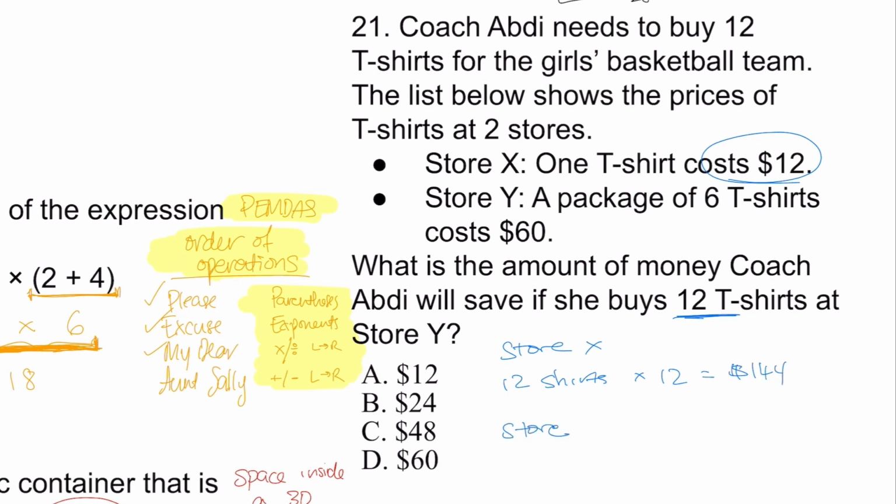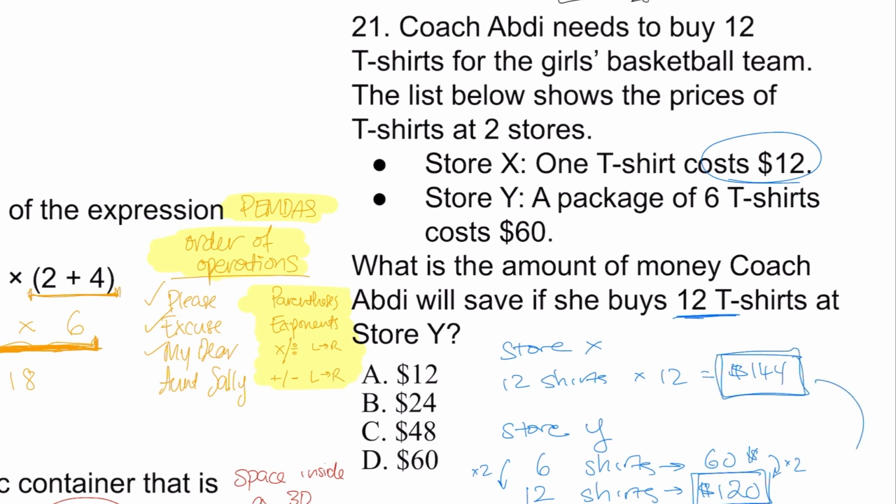But at store Y, you can buy 6 shirts, and that costs $60. But you need 12 shirts, so if you double that, you can again solve using the same proportion as before. We set up equivalent fractions, but here you can just times 2. So 2 sets of that is going to be $120. So you can subtract 144 minus 120. You see that you can save $24 by buying in bulk. And that's choice B.